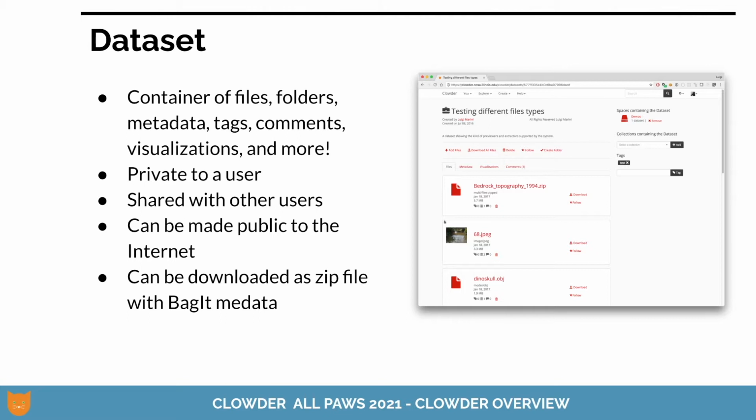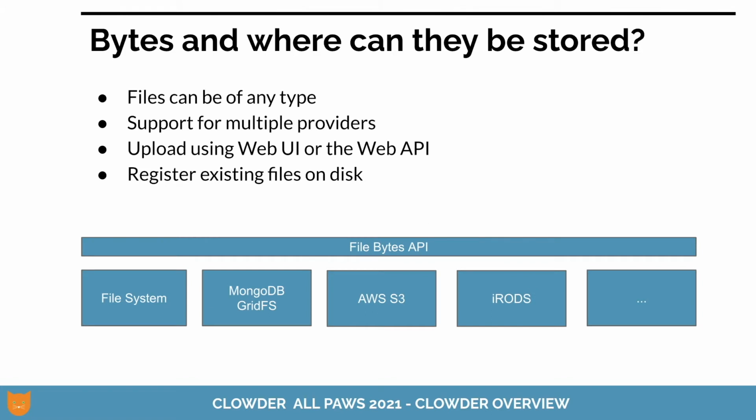By default, the dataset is private to the user who creates it, but it can be shared with other users within the Clowder instance using spaces, and it can be made public to the internet for those who do not have an account on that Clowder instance. Datasets can be downloaded and uploaded as zip files, using the standard BagIt metadata format, popular with libraries. Clowder does not care what kind of files are uploaded to it. It tries to guess a MIME type, and based on that, it might or might not have extra features enabled.